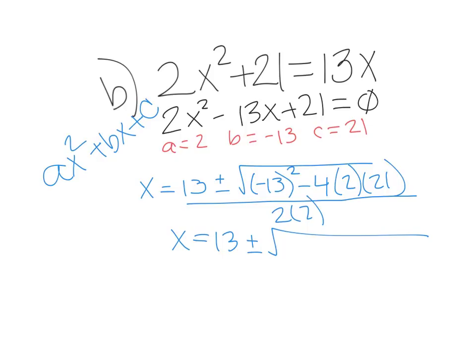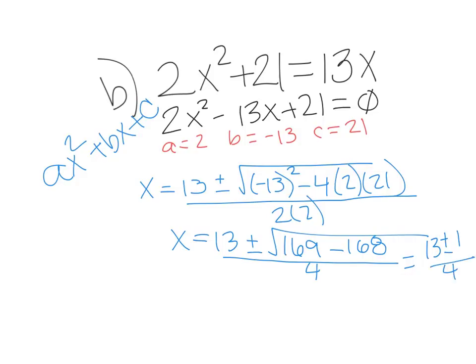What's 13 squared? 169. And then when I do -4 times 2, it's going to give me -8 times 21 is going to give me -168. All over 4. What is that? That's going to give me the square root of 1. The square root of 1 is just 1. So I have 13 plus or minus 1 over 4.